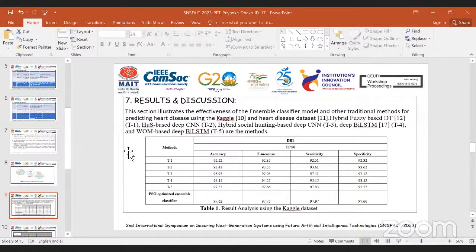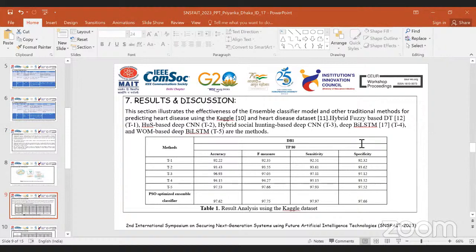Priyanka, how have you assembled the classifiers? What are the different classifiers that you have assembled? So, ma'am, there are two classifiers, deep CNN and bidirectional long short-term memory. And inside that, there is also a fuzzy-based decision tree classifier. And these two, like deep CNN and this. What is the logic behind the ensembling?